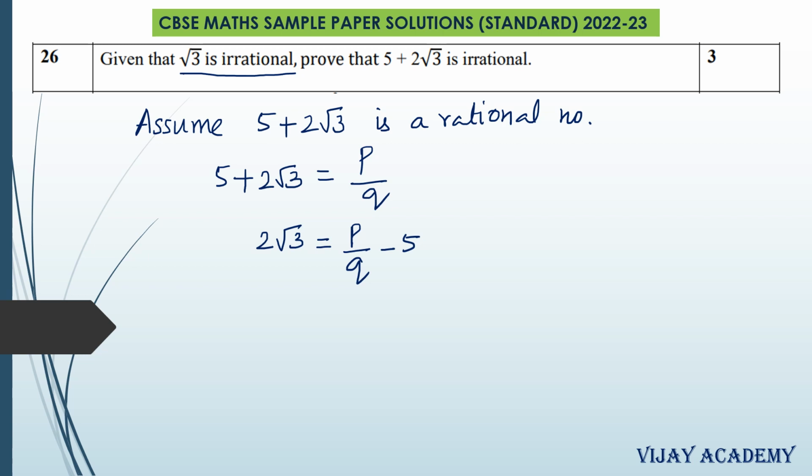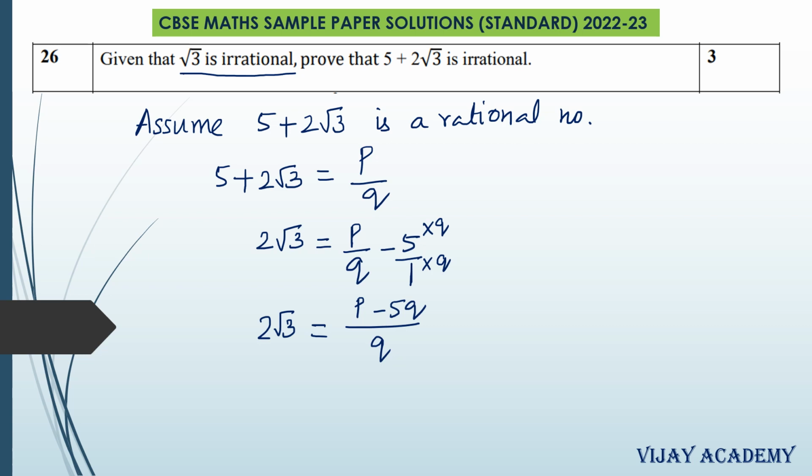To simplify the RHS, we have to take the LCM of q and 1, which is q itself. So write the LCM as the common denominator and rewrite the numerators. Now the first numerator will be the same because the first denominator and the common denominator are the same. Now coming to the second, the denominator is 1. So we multiply this by q to get the common denominator q. So multiply the numerator also by q. So we get minus 5q. So 2 root 3 equals p minus 5q divided by q.